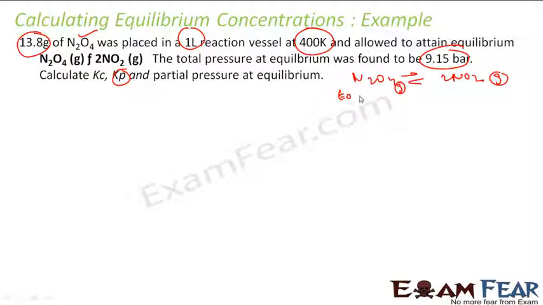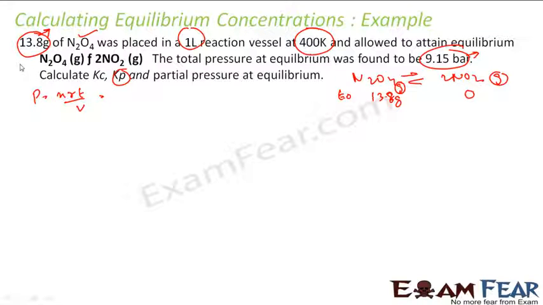So initially, at t equal to 0, 13.8 gram of N2O4 was there and 0 gram of NO2 was there. Right? And the final pressure was 9.15 bar. So one approach is to convert this bar into moles, or you can convert this moles into bar. So let's convert this gram into bar actually. How much pressure this 13.8 grams of N2O4 will create. So pressure is nothing but P is equal to nRT by V. Formula we know. What is the n, number of moles?